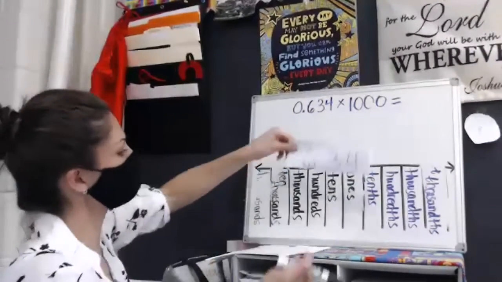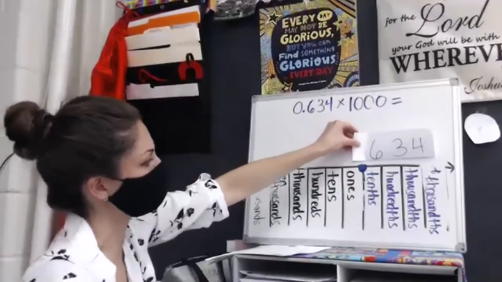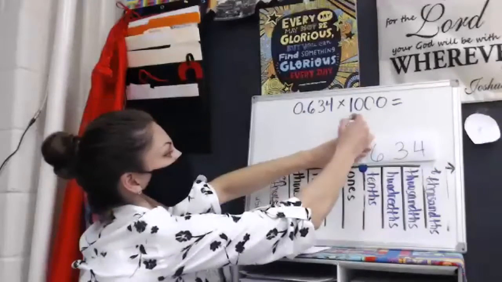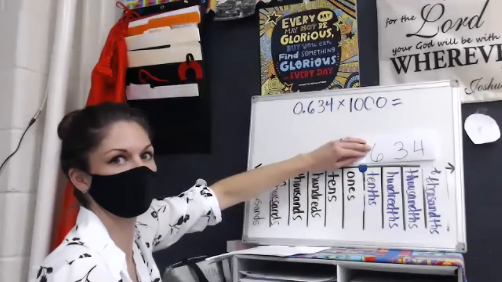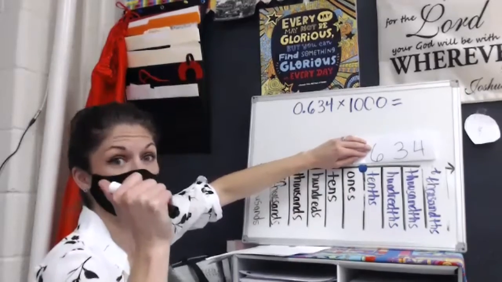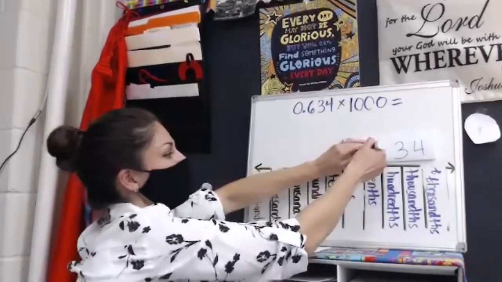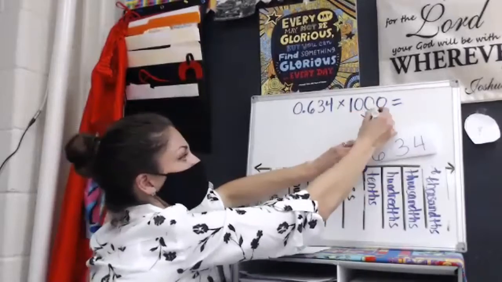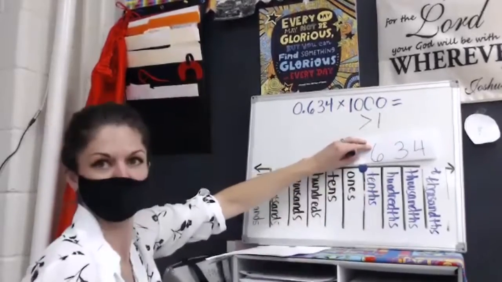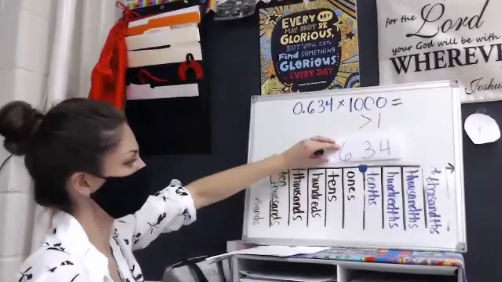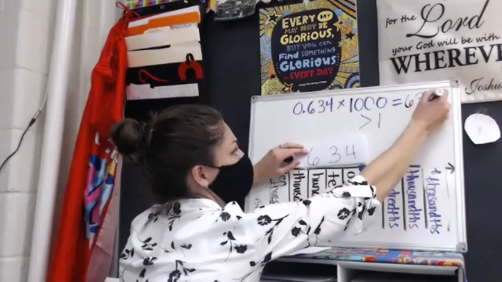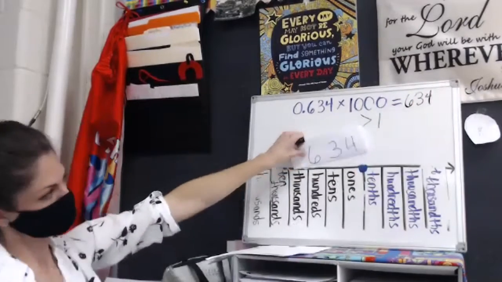Okay? So 0.634, if I place it here where it belongs on the place value chart, and I multiply it times 1,000, how many place values am I shifting it, class? 3. Which direction? Getting bigger, right? Because when you multiply times a number that is greater than 1, is 1,000 greater than 1? Yes. What happens to this number? It gets bigger. A 1, a 2, a 3. What is the answer? 634, right?